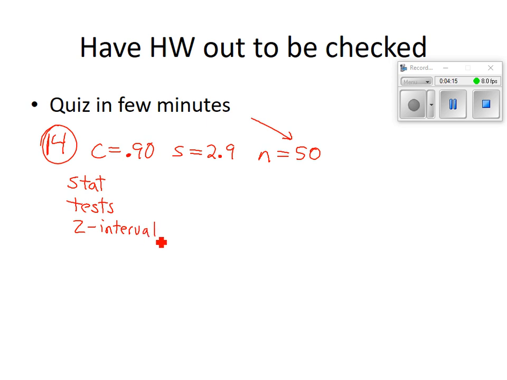What's the first thing they ask you? Data or stats? We're doing stats, so make sure you're on stats. And what's the next thing underneath that? Standard deviation of the population, so 2.9. Then X-bar. Oh, we don't know X-bar, do we?